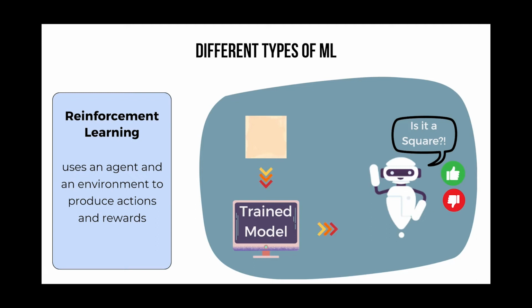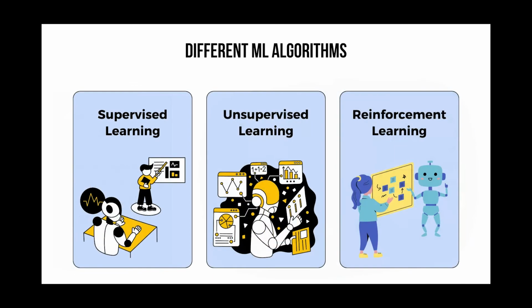An example of reinforcement learning is to train a machine that can identify the shape of an object given a list of different objects such as square, triangle, rectangle, or a circle. In this example, the model tries to predict the shape of the object, which is a square. Now let's look at different machine learning algorithms that come under these learning techniques.